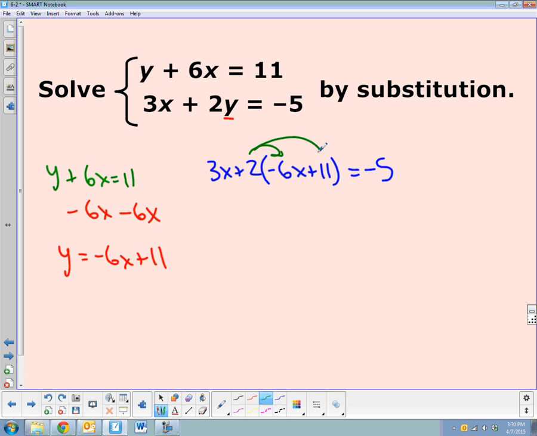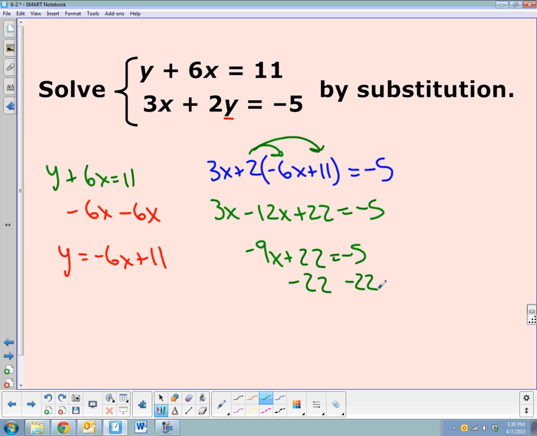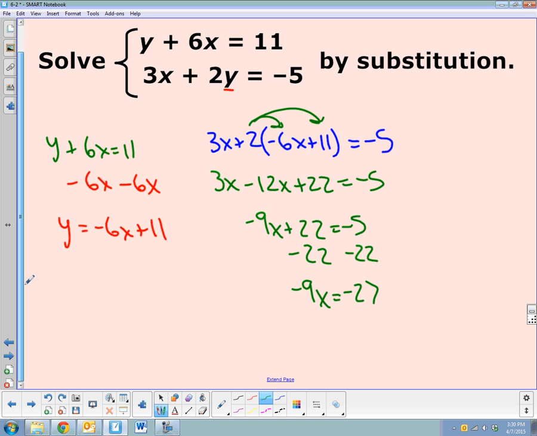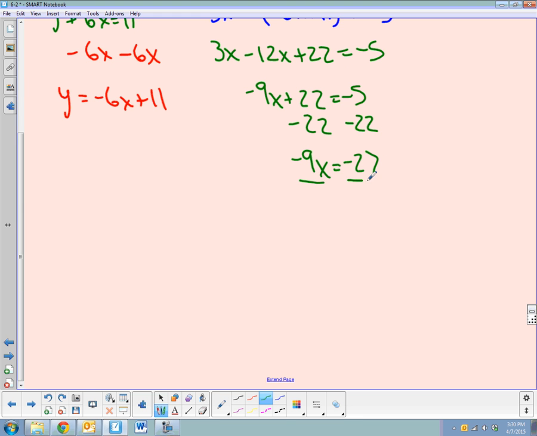I'm going to distribute through the parentheses. 3x minus 12x. Remember, 2 times negative 6 is negative 12. Plus 22 equals negative 5. I combine my like terms. 3x's minus 12x's is going to give me negative 9x's, plus 22 equals negative 5. I subtract to isolate the variable. Negative 9x equals negative 27. And that works out pretty nice because when you divide both sides by negative 9, you're going to get that x equals a positive 3. So x is positive 3.